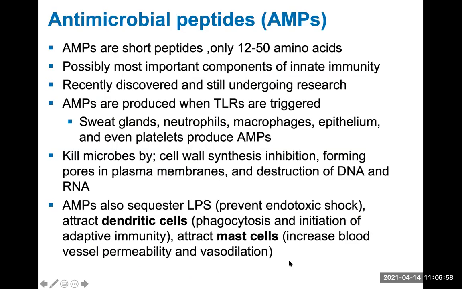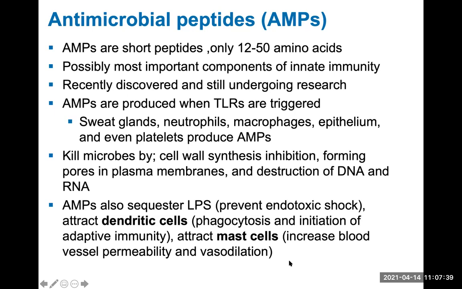Turns out the body already has a lot of antimicrobial peptides to fight infection. We're learning about them. I don't have a whole lot to tell you yet about these antimicrobial peptides, but what we do know is they're short, they're peptides, right? Only 12 up to 50 amino acids in sequence, so they're short peptides. And there are all sorts of different types that have different functions, and they get produced when TLRs are triggered.